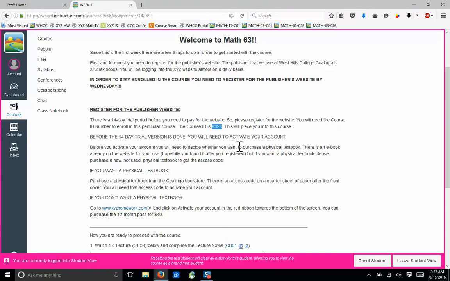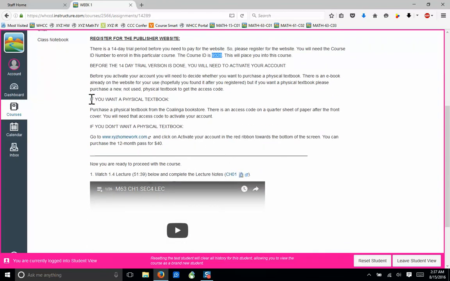We'll go over this in just a bit. But before we do that, let's talk about this whole concept of, do you need a physical textbook or not? If you do need a physical textbook in your hand and you really can't do math without it, then you can go to the Kalinga bookstore and get yourself a physical textbook. What you don't want to do is buy a used book, because a used book is not going to have an access code. An access code allows you to access the publisher website.